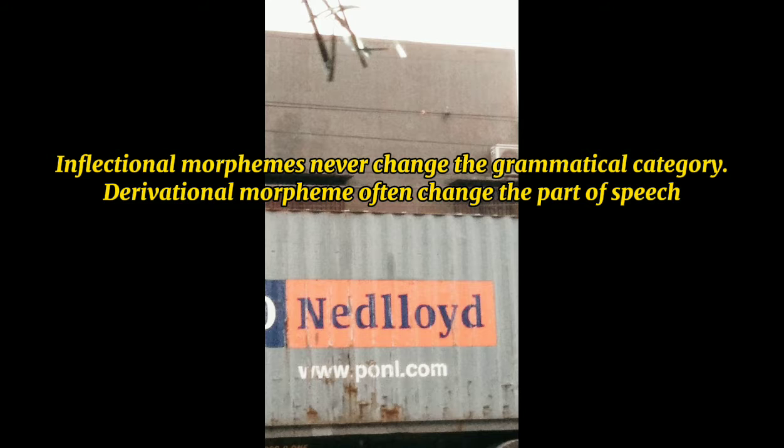However, some derivational morphemes do not change the grammatical category of a word. For example, such derivational prefixes as re and un in English generally do not change the category of the word to which they are attached. Thus both happy and unhappy are adjectives, and both fill and refill are verbs.